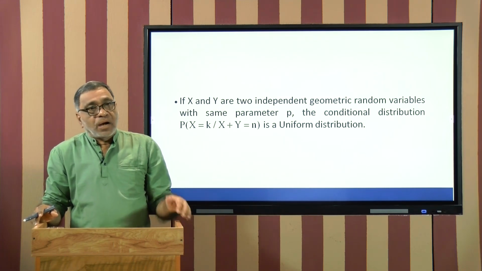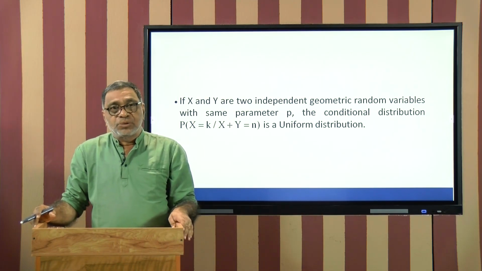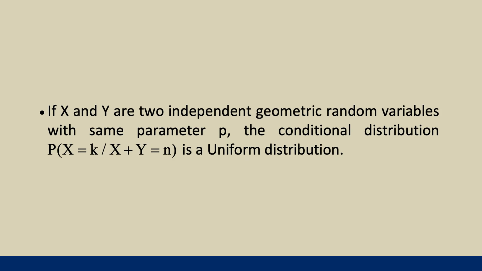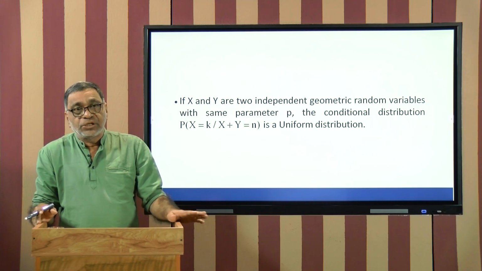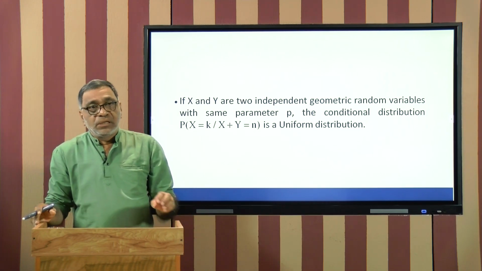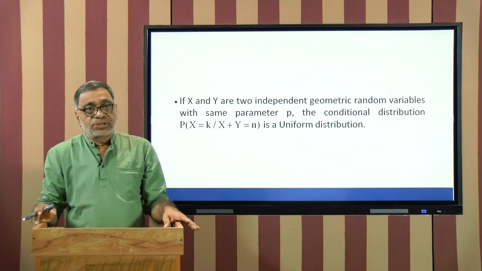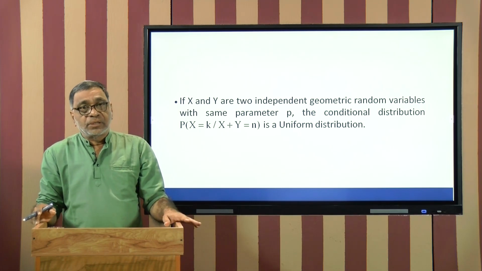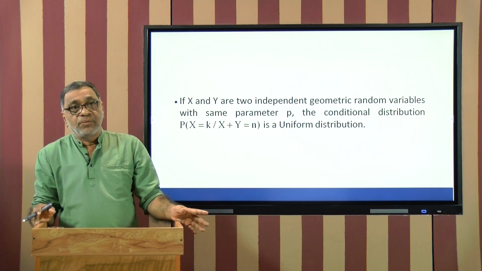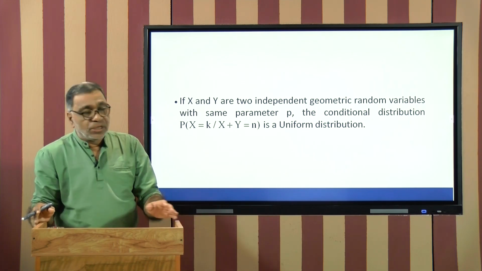And another characterization of the geometric distribution we can establish here. If x and y are two independent geometric random variables with the same parameter p, we can find the conditional distribution of x given x plus y, and that is a discrete uniform distribution. Of course, the conditional distribution of x given x plus y is a uniform distribution. Let us prove that result.